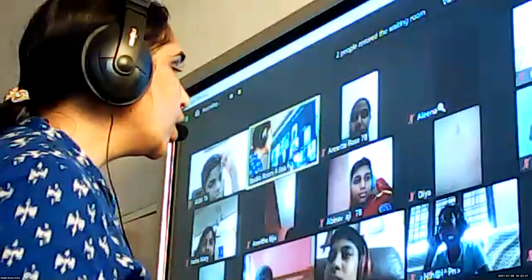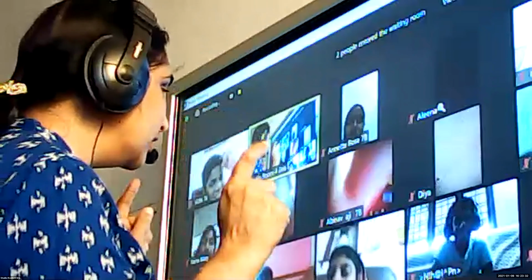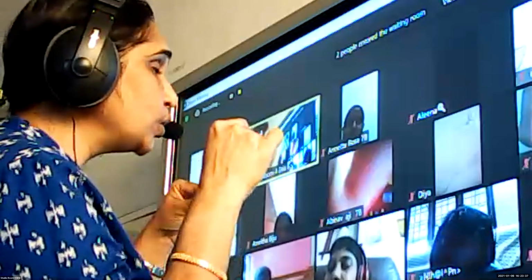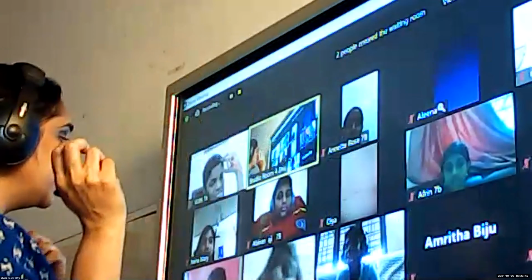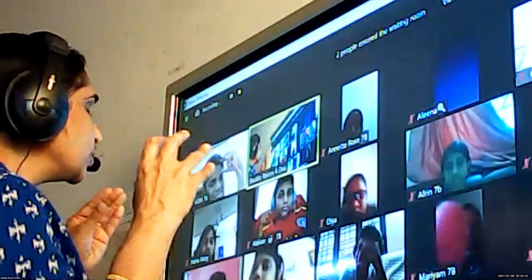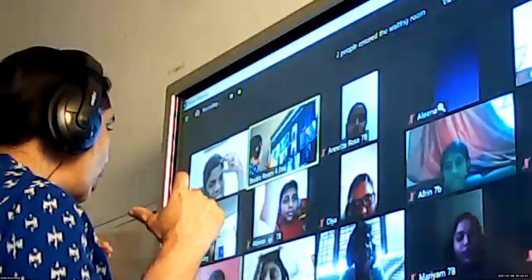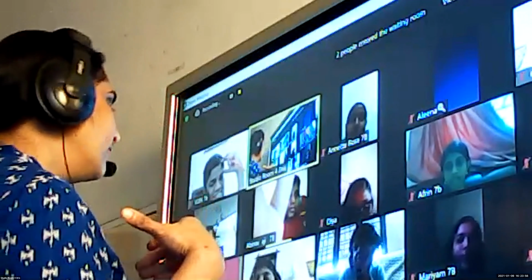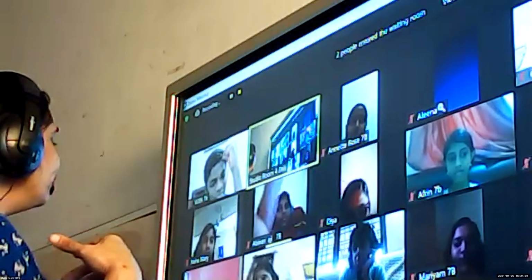So children, today we learned about blood. Blood flows through, if I ask him, he can't answer it, no? Okay, Abhinav, blood flows throughout our body through blood vessels. Very good. Okay, how many components are there for blood, Vichin?